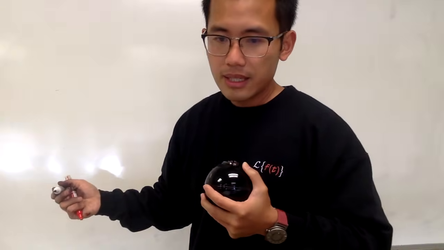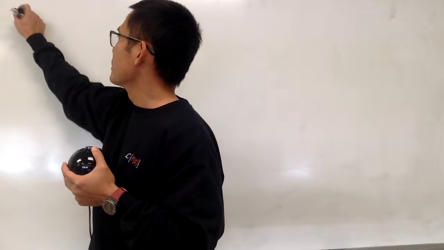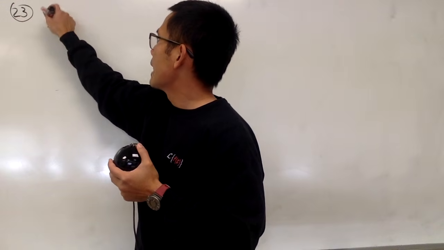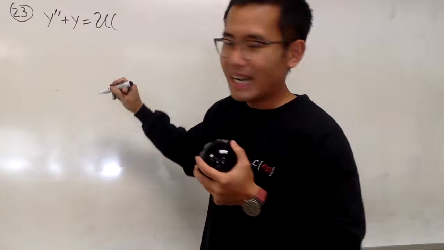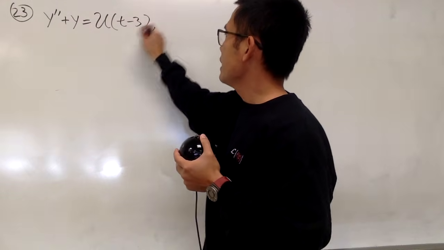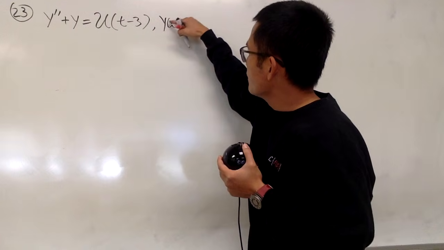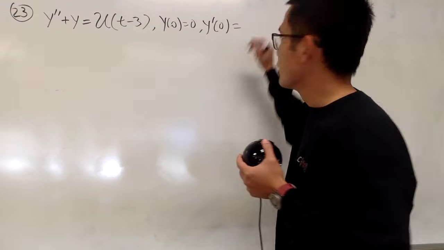All right, two more to go. Number 24. No, number 23. Sorry, because I changed the question. Here we have y double prime plus y equals the unit step function of t minus 3, with y of 0 equal to 0 and y prime of 0 equal to 1.